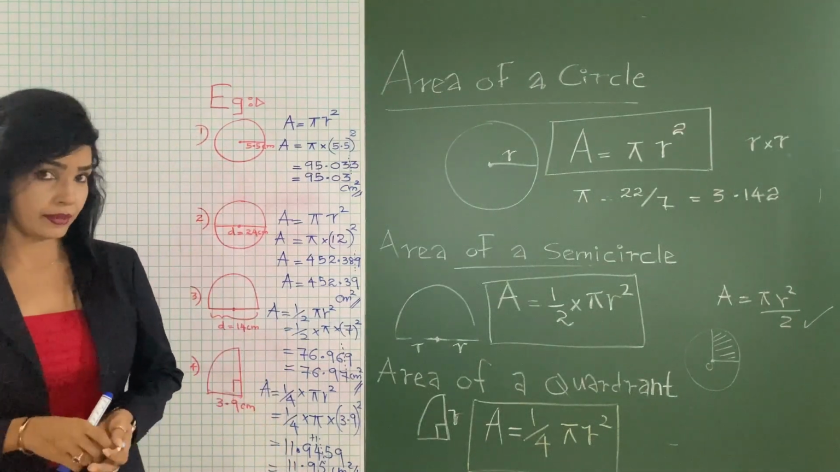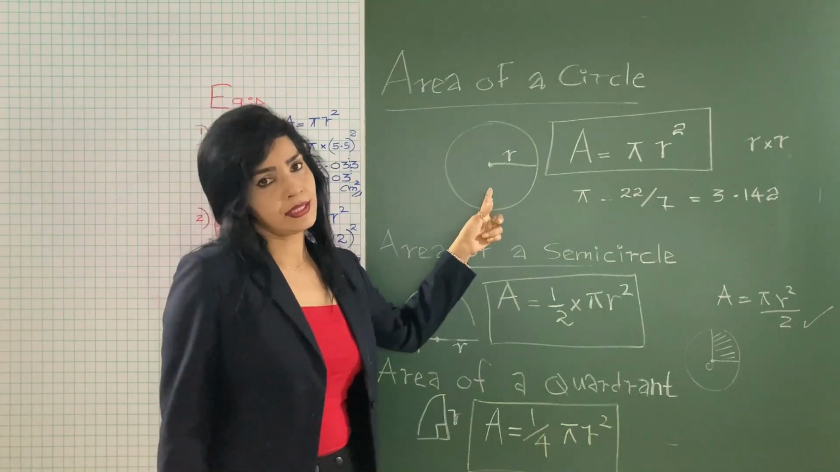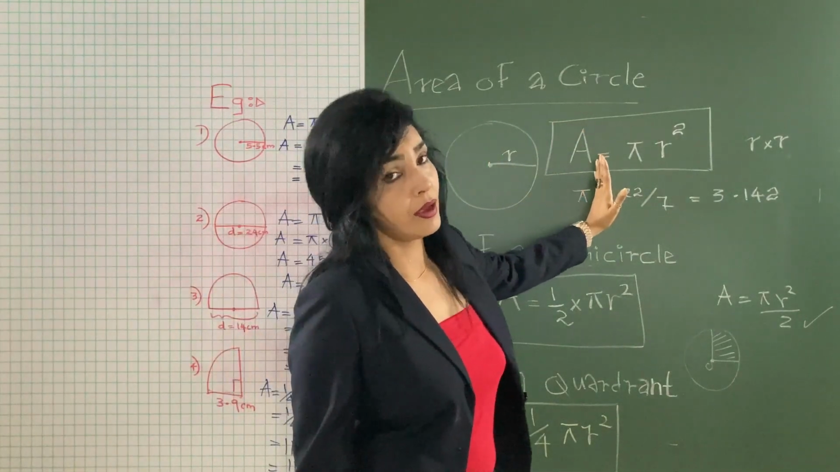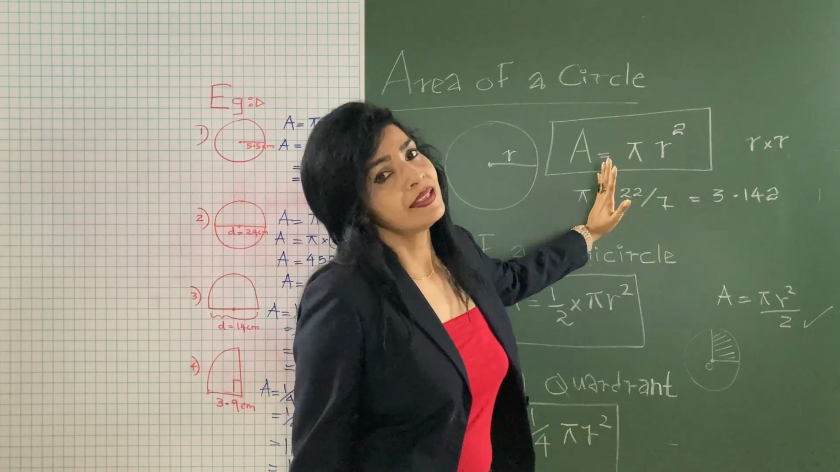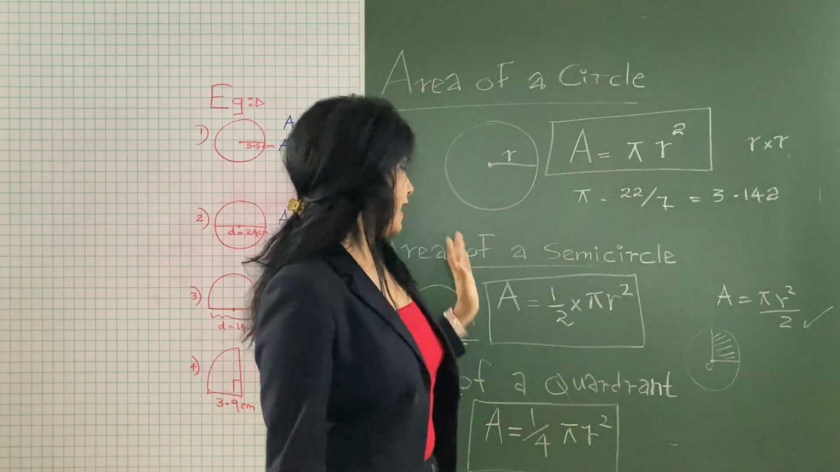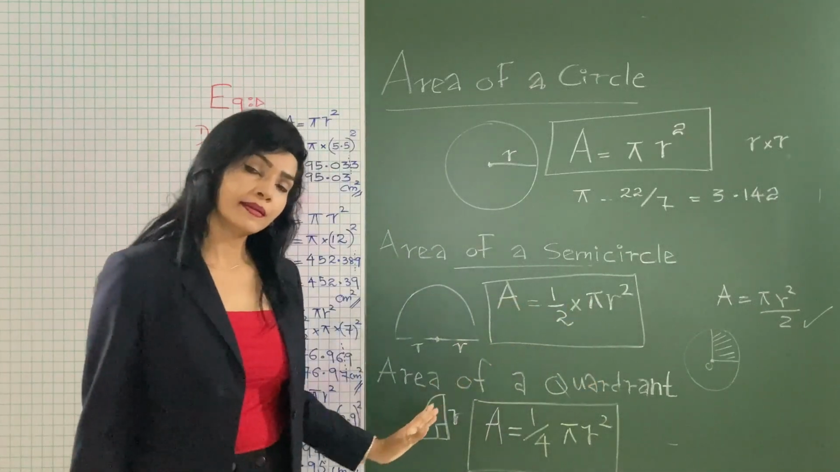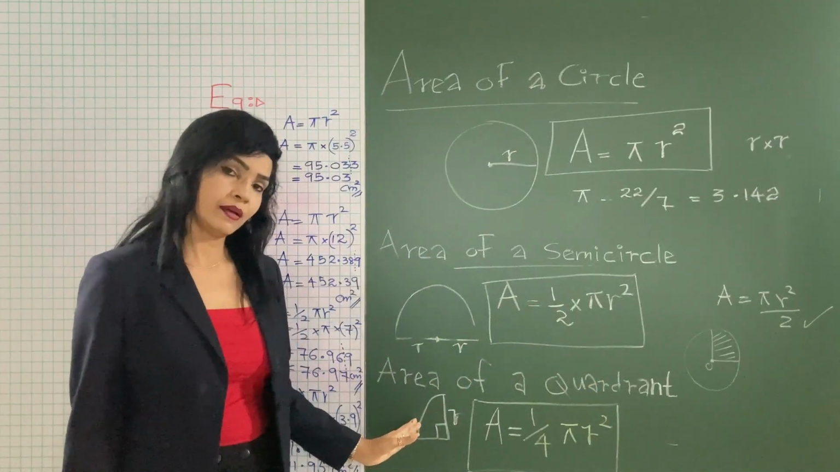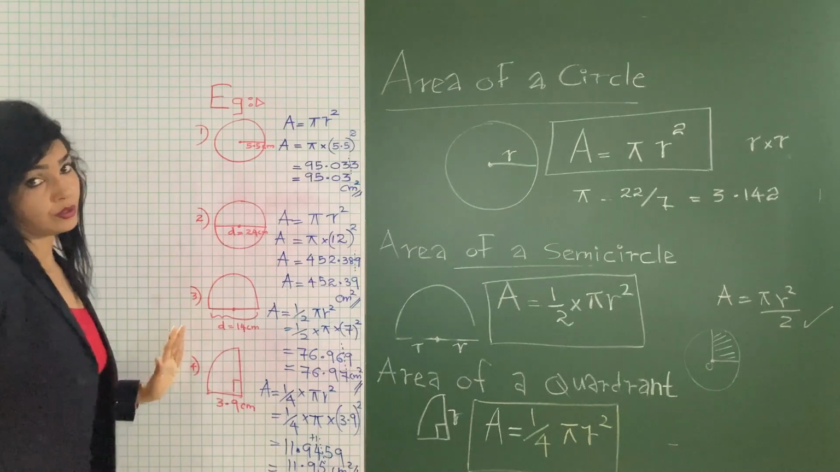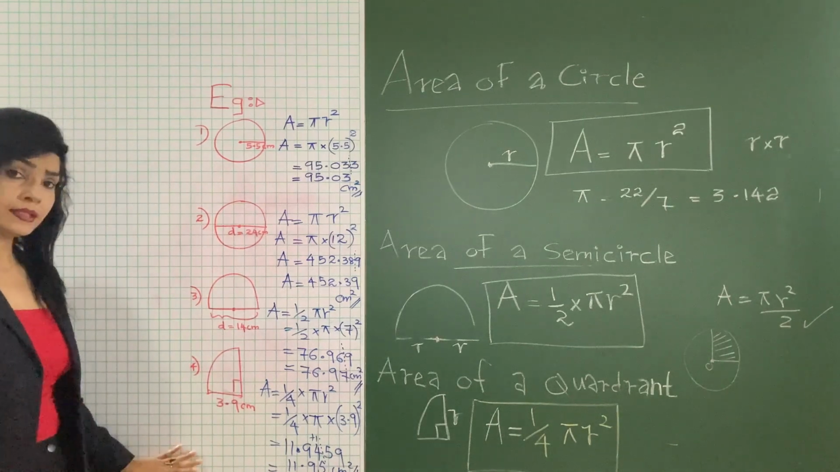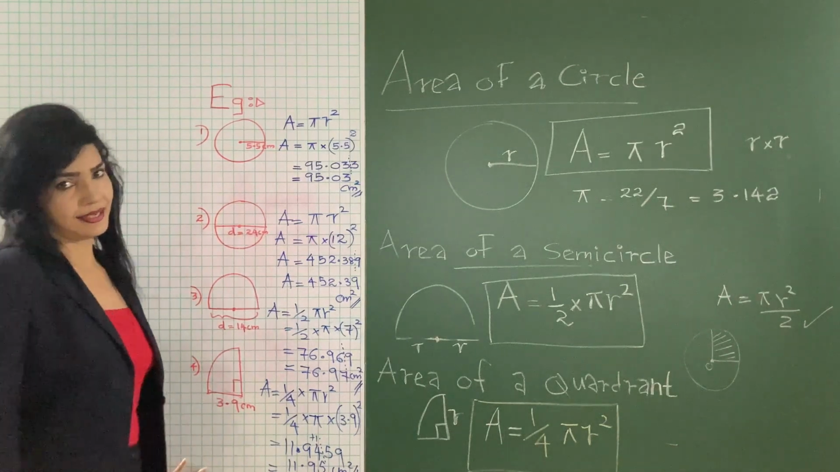Okay, shall we revise? The area of a circle is pi r square, and always area appears with square units. Then semicircle area is half into pi r square. Quadrant area is quarter into pi r square. And the application also you saw now. Let us move on to the sector area.